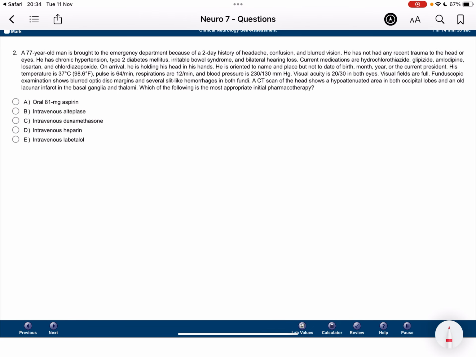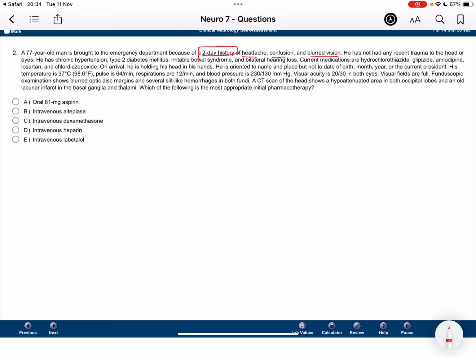He's talking about a 77-year-old man who is brought to the emergency department because of a 2-day history of headache, confusion and blurring of vision. Remember the tempo of the disease, it is 2 days. He has not had any recent trauma to the head or eyes. He has chronic hypertension, type 2 diabetes mellitus, irritable bowel syndrome and bilateral hearing loss. Current medications are hydrochlorothiazide, glipizide, amlodipine, losartan and chlordiazepoxide.